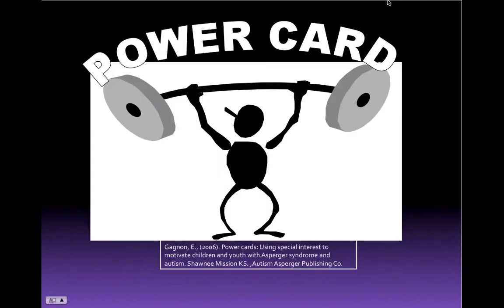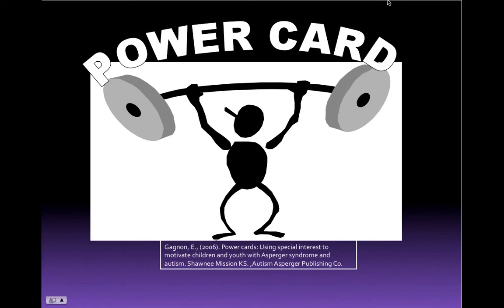Power cards are another visual strategy that can be used successfully at home. And power cards are a visual aid that incorporates the child's special interest and includes routines, behavior expectations, and easy to understand language. Power cards were developed by Alyssa Gagnon.